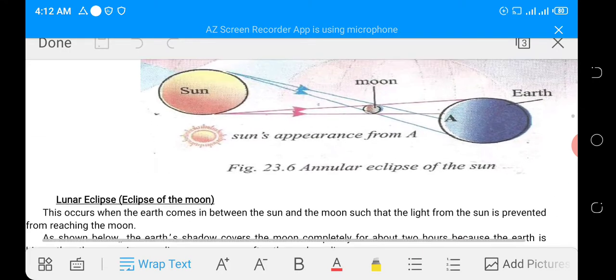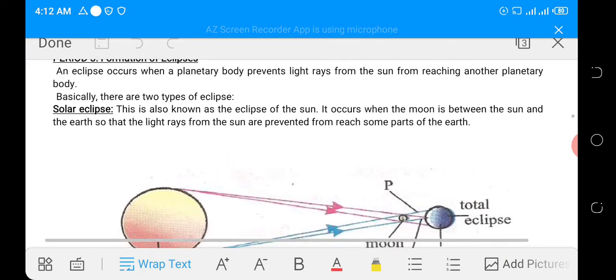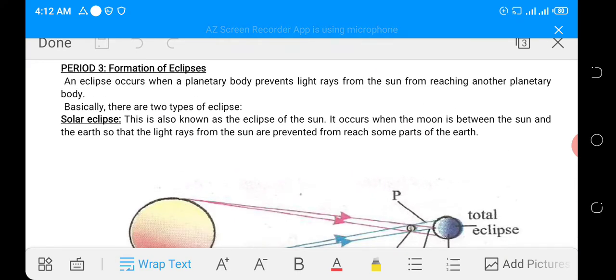Let me summarize what we have discussed so far. Another effect of rectilinear propagation of light is the formation of eclipse. An eclipse occurs when a planetary body prevents light rays from the sun from reaching another planetary body. And we said there are basically 2 types of eclipse: solar eclipse, which is also known as eclipse of the sun, and lunar eclipse, which is also known as eclipse of the moon.